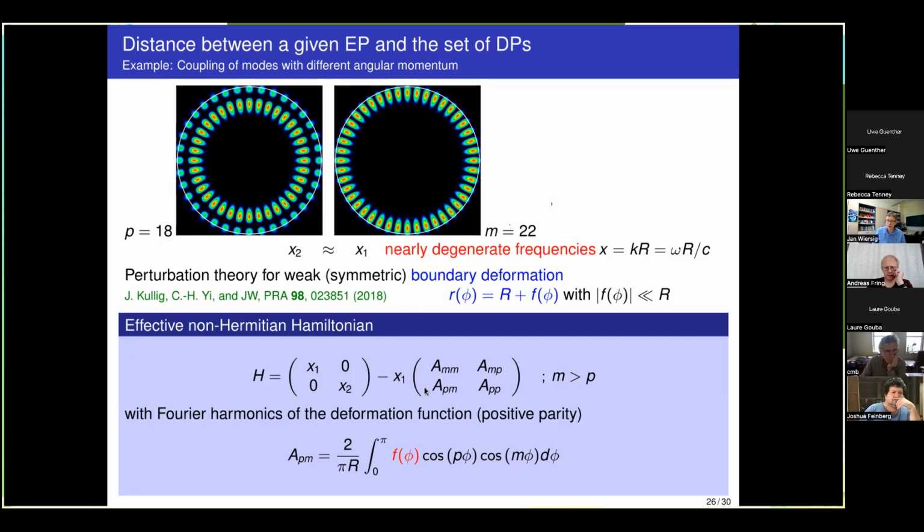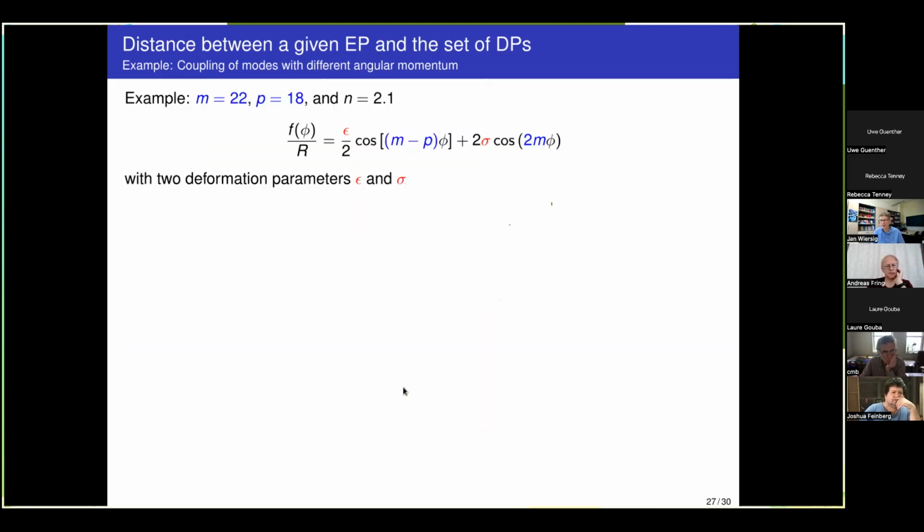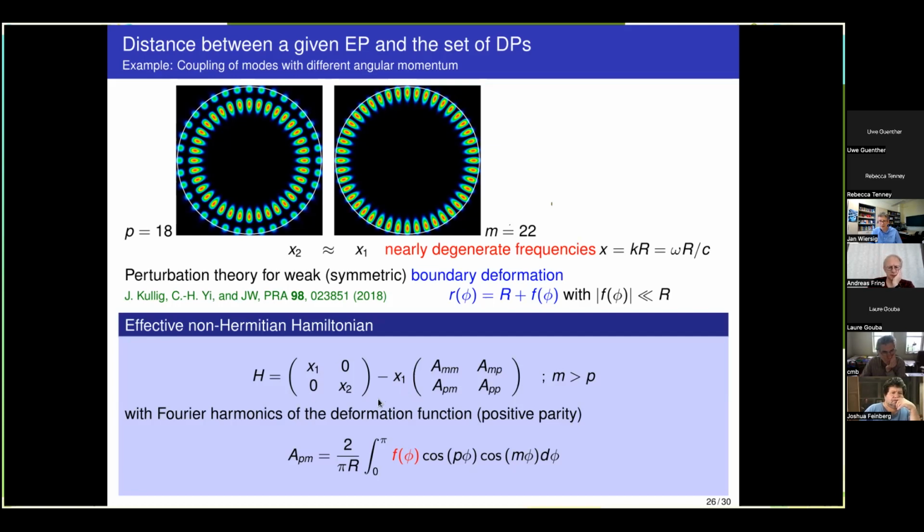So first of all, let us take a slightly more concrete example, this one here. I forgot to mention that m is the angular momentum number, the mode number of the orbital angular momentum. It is half the number of maxima that you see. Here it is just 18. The radial mode number here is 1, that one is 2, or 0 and 1, depending on your own count. So what we want to do is couple modes with different angular momentum.